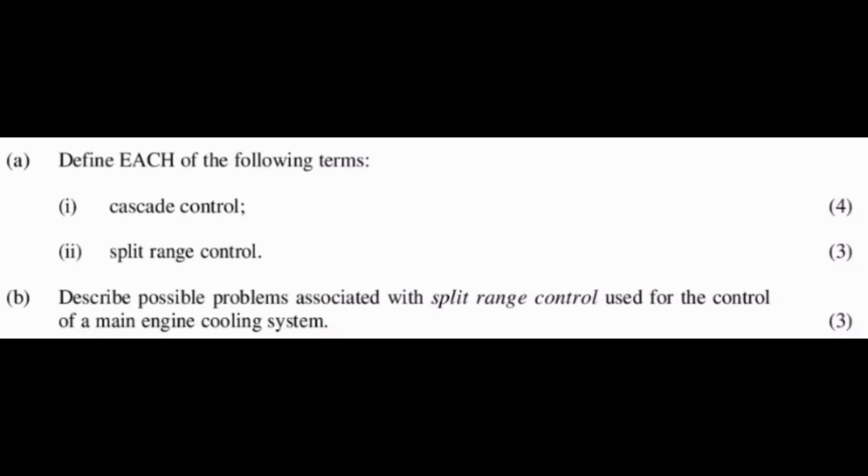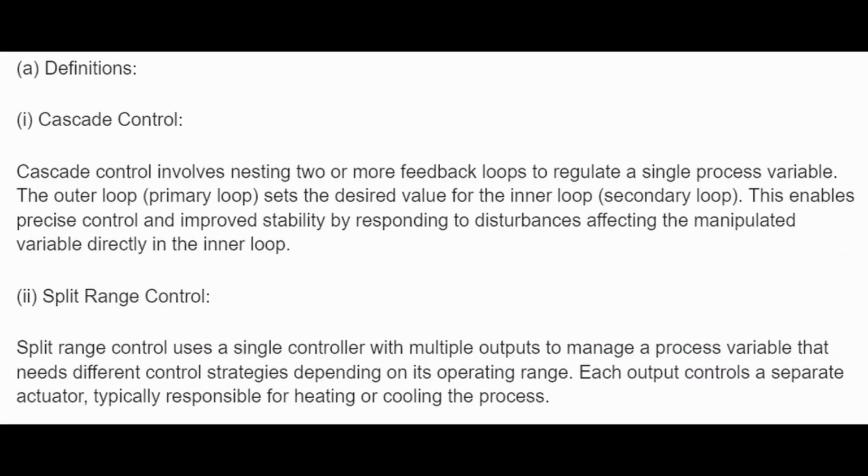A. Define each of the following terms. 1. Cascade control. 2. Split range control. B. Describe possible problems associated with split range control used for the control of a main engine cooling system. A. Cascade control.